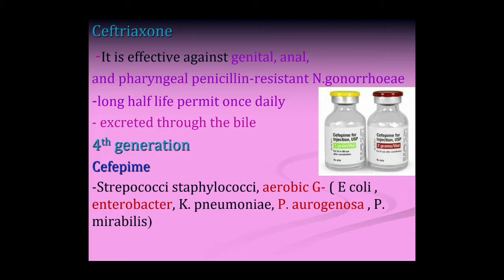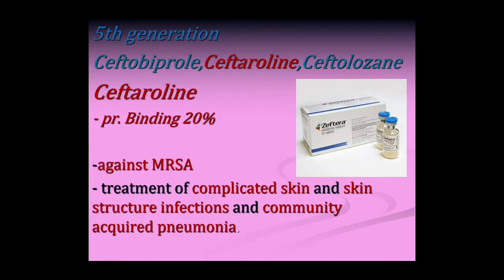Fourth generation includes one drug, cefepime. It is effective against Strep and Staph, and aerobic gram-negative bacteria like E. coli, Enterobacter, Klebsiella pneumoniae, Pseudomonas aeruginosa, and Proteus mirabilis. It has protein binding of 20%. It is effective against MRSA, methicillin-resistant Staph aureus, and used in treatment of complicated skin and skin structure infection, also in community-acquired pneumonia.